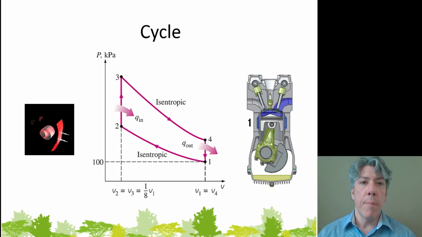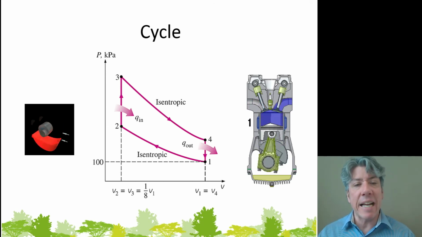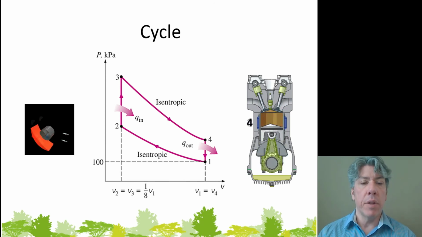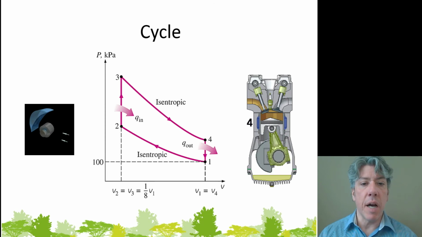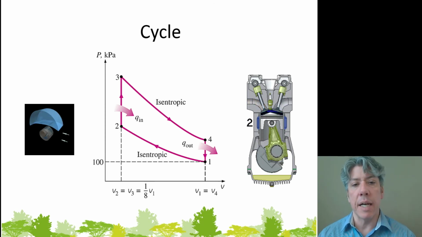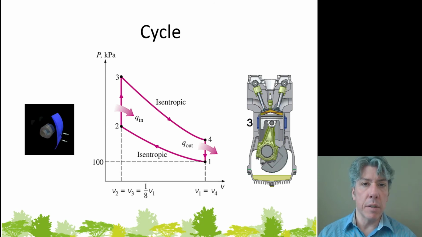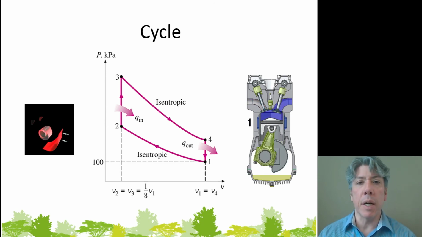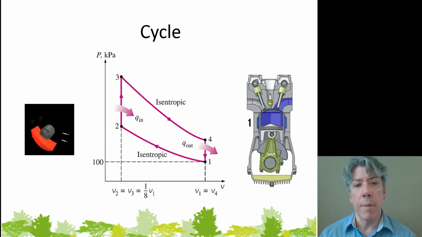What if we took a bunch of processes and strung them together so that the system ends up back at the state where it began? Well, then we would call that a cycle. Now, this is an example of an Otto cycle, and we'll learn more about this cycle a little bit later. But this cycle is the most basic cycle for a spark ignition engine, the type that you probably use in your car to drive around.